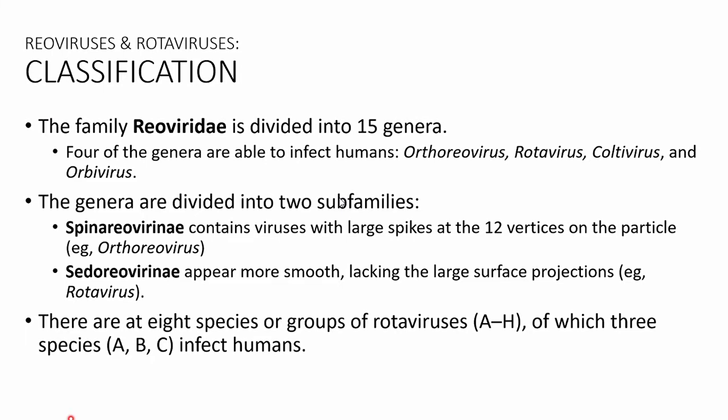Spinareovirinae contains the viruses with large spikes at the 12 vertices of the particle, like the Orthoreo, while Sedoreovirinae appear more smooth and lack the large surface projections compared to the Spinareovirinae. We have rotavirus as a prime example. There are 8 species or groups of rotaviruses, of which 3 species infect humans: A, B, and C.